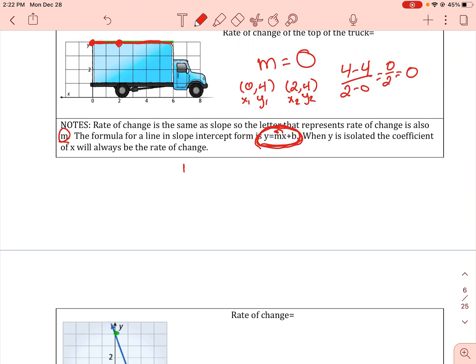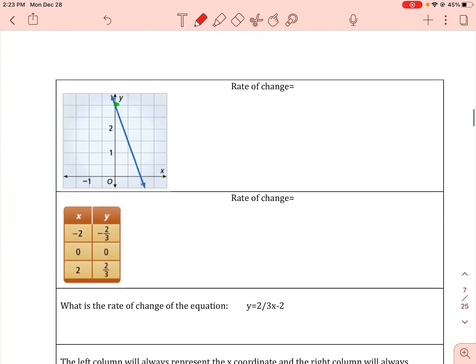So if I had the equation y equals 1/4 x plus 6, and I asked you to find the slope, unit rate, or rate of change, you should be able to tell me that m equals 1/4. That's it. So here, rate of change is the same as slope. We have our two ways of finding this.